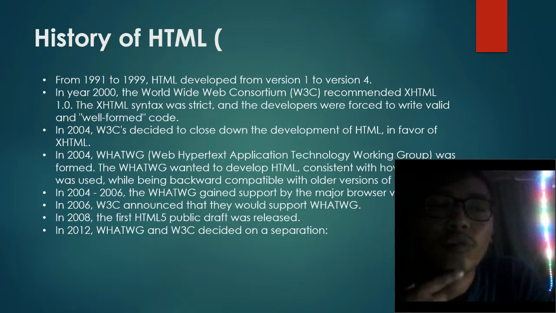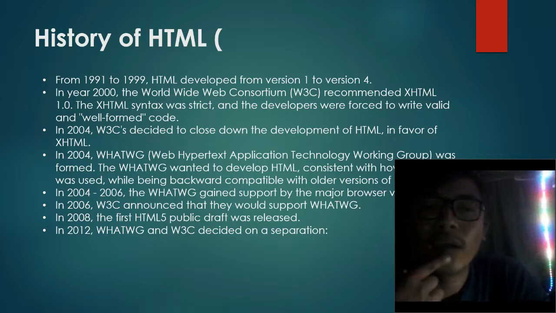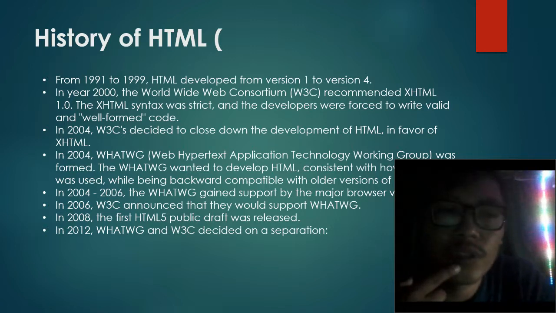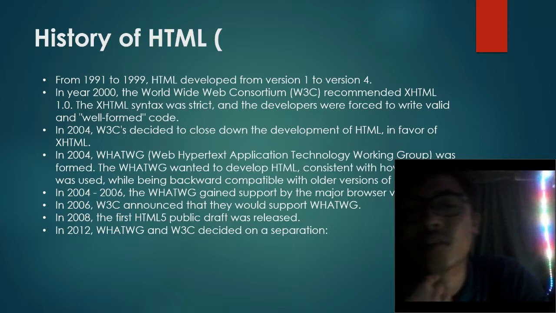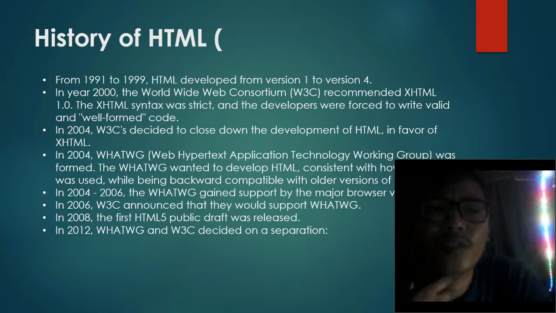In 2004, W3C decided to close down the development of HTML in favor of XHTML. In 2004, WHATWG, the Web Hypertext Application Technology Working Group, was formed. The WHATWG wanted to develop HTML consistent with how it was used, while being backward compatible with older versions. In 2004 to 2006, the WHATWG gained support from the major browsers. In 2006, W3C announced that they would support WHATWG.